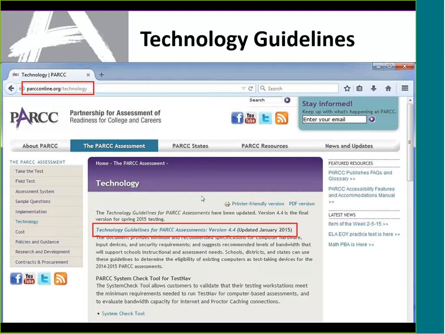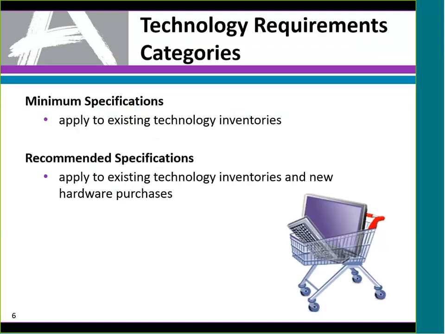Really, the benefit of this particular document is the minimum specifications and the recommended specifications. The minimum specifications will get you through testing this year. So if you do have Windows XP, for example, that will get you through this year because it is a minimum specification. But then we also have recommended specifications, and those are the ones that are going to get you through the next 3-4 years.